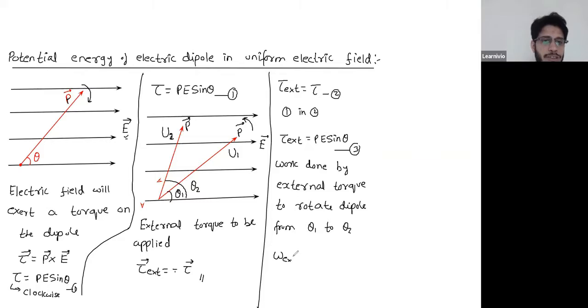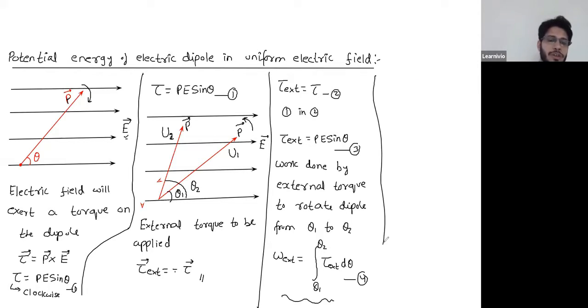The formula of work done by external torque is the integral of tau external d theta from θ1 to θ2. This expression is from the class 11 syllabus. If you are calculating work done by force, that is the integral of F dot dx. If the work is done by torque, then that is torque times angle, integrated from θ1 to θ2. That is equation number 4. So I'm using this expression from the class 11 syllabus: work done is torque into angular displacement.